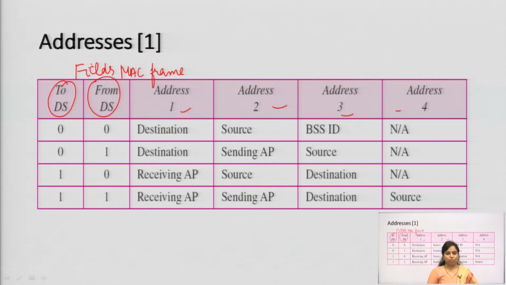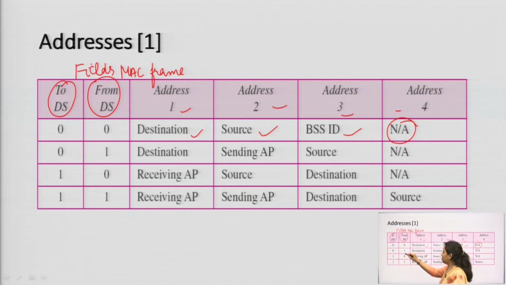If we consider 2 bits, the possible combinations are 4 different types of information. If it is 00, then address 1 will be the destination address, and address 2 is the source address. Address 3 will be the BSS ID, the basic service set, not the extended service set. It is not written here whether it is with AP or without AP, the access point, you can use any of it. Then address 4 is not applicable over here.